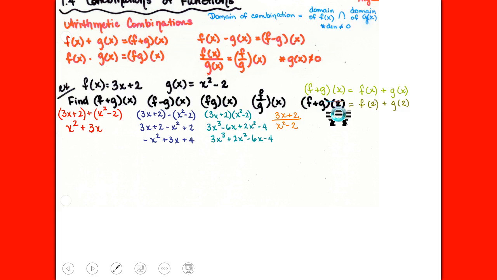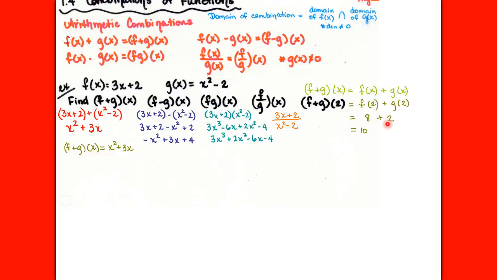What does f of 2 tell me to do? Yeah, I'm going to put 2 in the place of x in this f function. So we're going to do the 2 times the 3 and then plus 2. So what would we get for f of 2? 8. And then we could do the same thing for g of 2. Put 2 in the place of x in the g function. So that would just be 2 squared minus 2. So 4 minus 2 would give us 2. And so f plus g of 2 is 10.